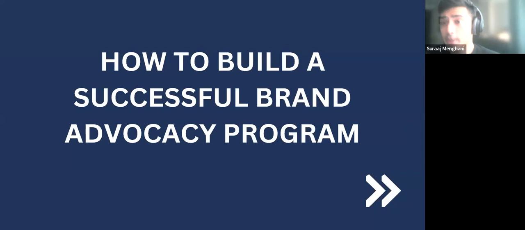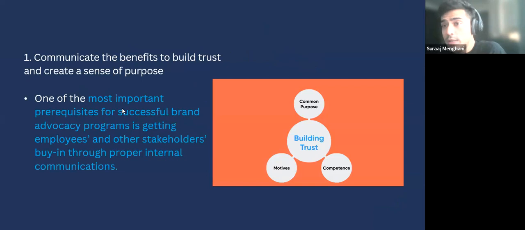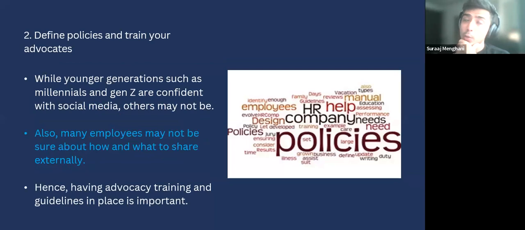So how do we build a successful brand advocacy program? The first one, obviously, is people speaking good things about you. How do you get people to speak good things about you? Obviously, you communicate the benefits beforehand, build trust with them, and create a sense of purpose. When it comes to my agency, I try to show them the bigger picture: that we have to scale, grow, become big. We're all part of an agency as a whole, working towards the end goal of making a good agency and winning awards.